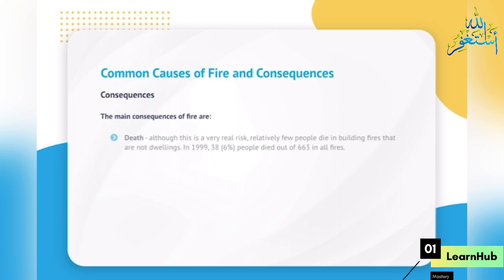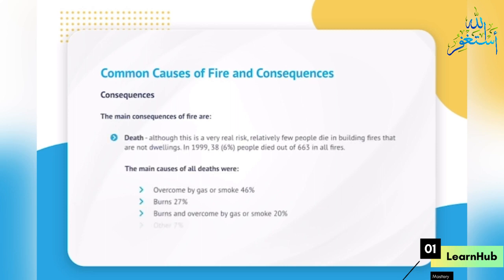Consequences. The main consequence of fire is death. Although this is a very real risk, relatively few people die in building fires that are not dwellings. In 1999, 38 people died out of 663 in all fires. The main causes of all deaths were overcome by gas or smoke 46%, burns 27%, burns and overcome by gas or smoke 20%, other 7%. Clearly gas and smoke are the main risks.